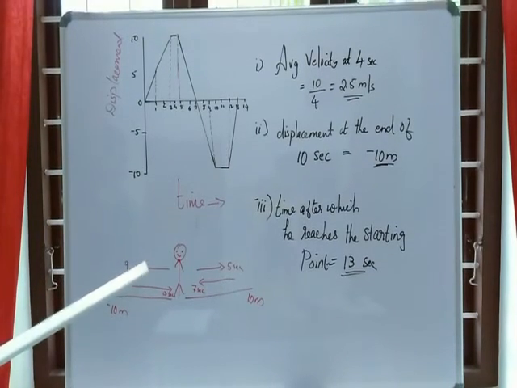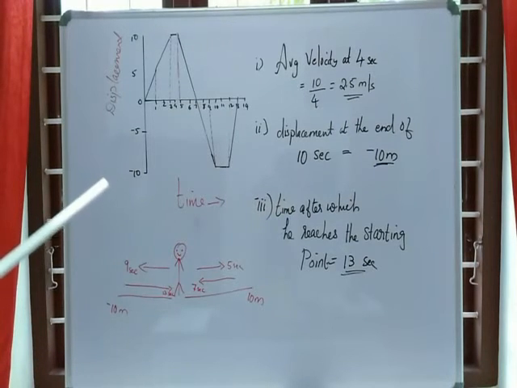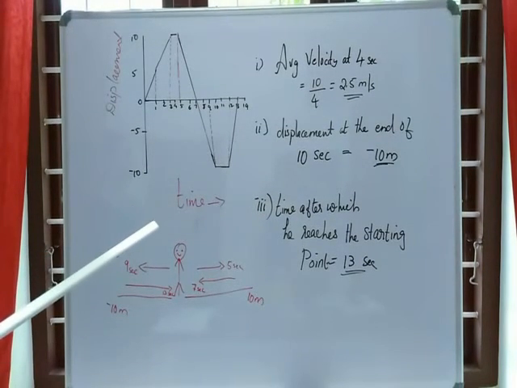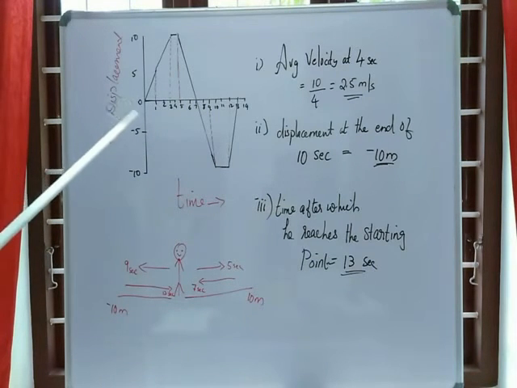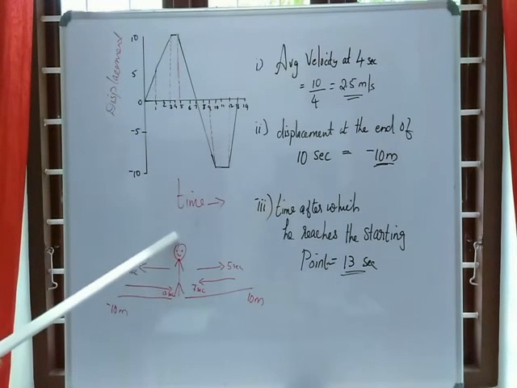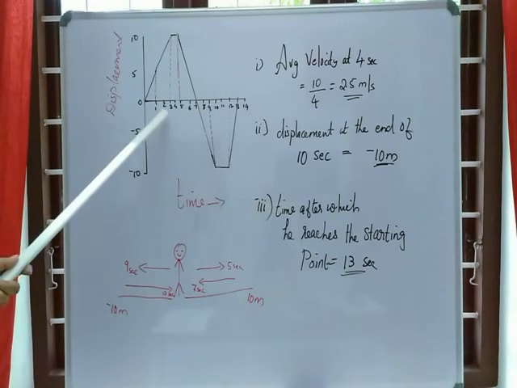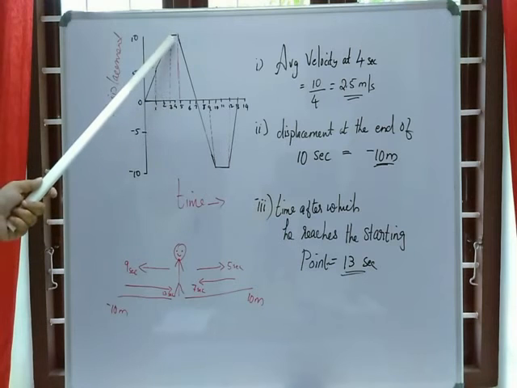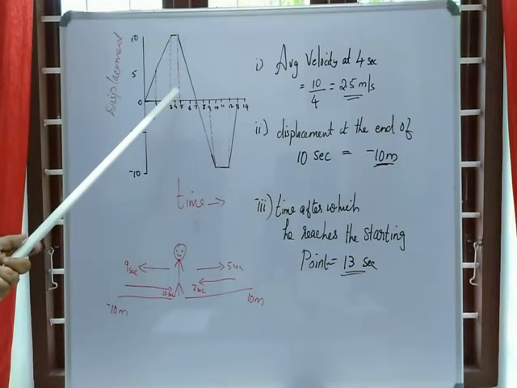Question number 5. The displacement-time graph of a cyclist is given in figure number 2.39. You can see the proper figure in your textbook. So from this graph, first I would like to explain the graph. Here you can see a cyclist starts from 0. After 1 second he reaches 5 meter. That is, the cyclist starts from the initial position. After 1 second he reached 5 meter, and at the third second he reached 10 meter.